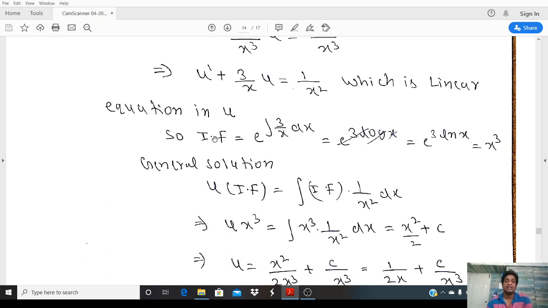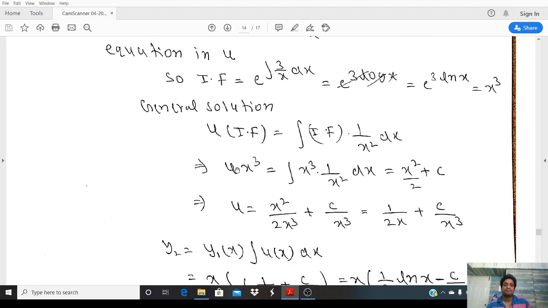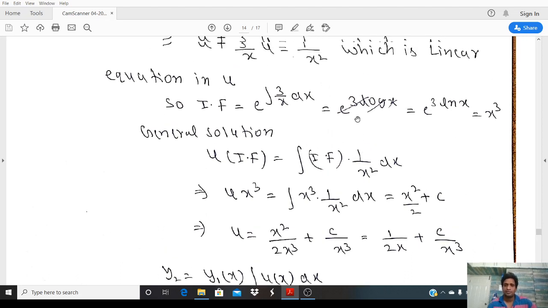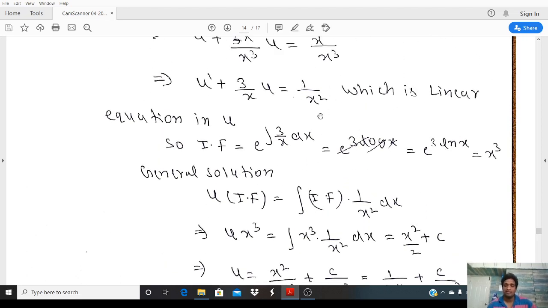For that, what is the integrating factor? It is e power the integration of the coefficient of u, that is 3 by x dx. So e power 3 outside, the integration of 1 by x is ln of x. So this becomes e power ln x cube, so we can write it as x cube. Okay. The general solution for this is u into the integrating factor is equal to the integration of the integrating factor into the right side value q, here 1 by x square, dx.